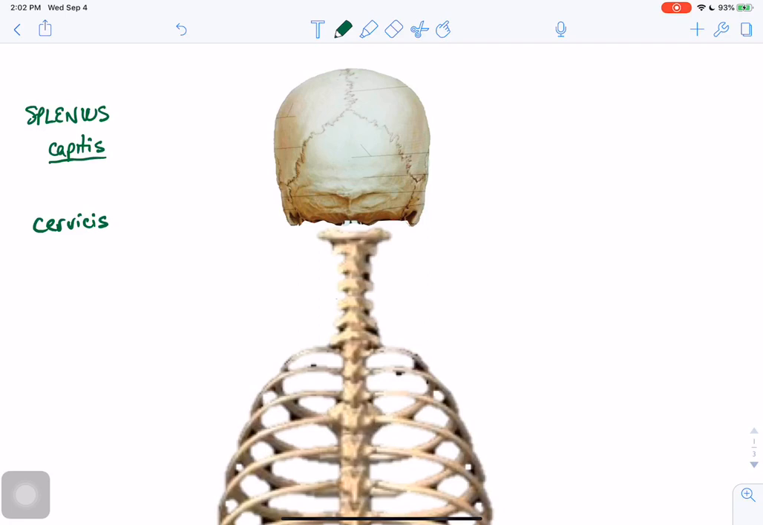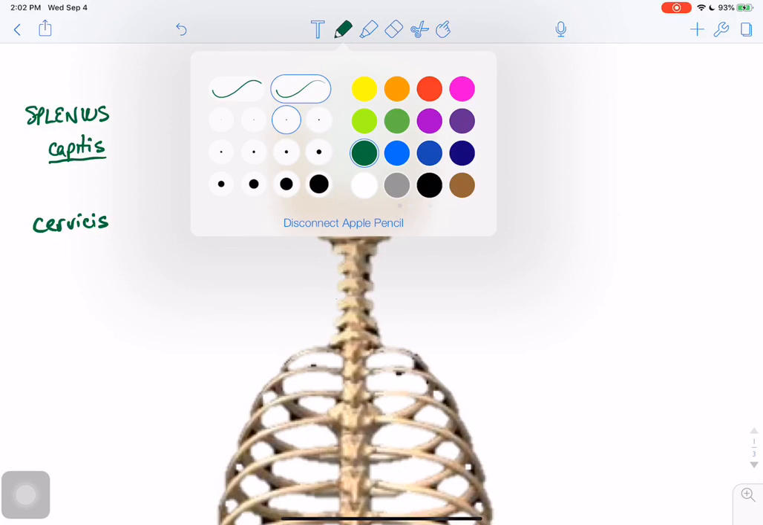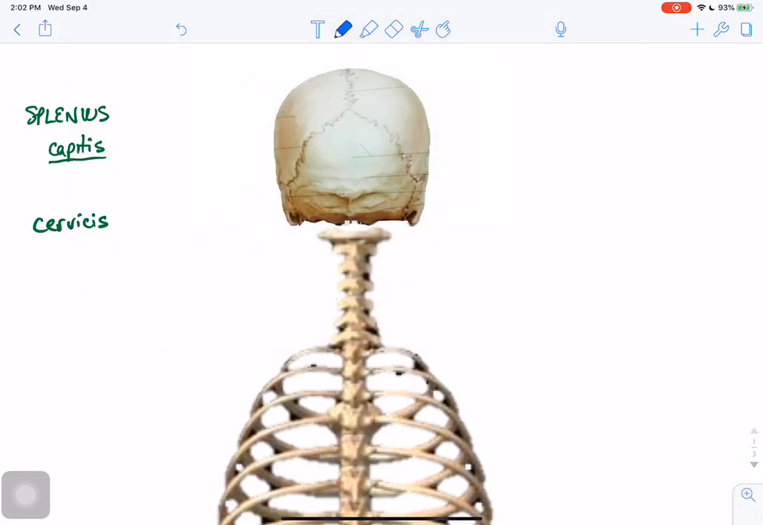So before we go ahead and talk about the two parts of the splenius muscle, let's first look at some osteological landmarks for its attachment. So here, right in the middle, putting a little X on it, of the occipital bone, on the posterior aspect is the external occipital protuberance. And extending laterally from the external occipital protuberance is the superior nuchal line.